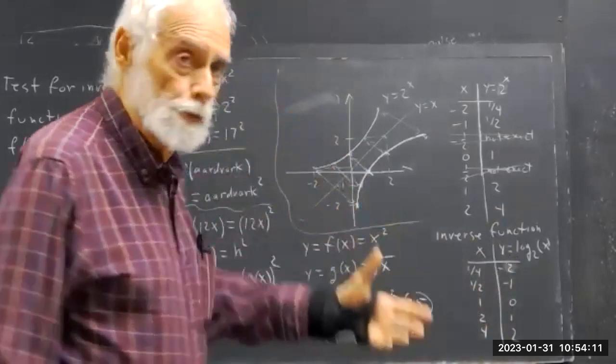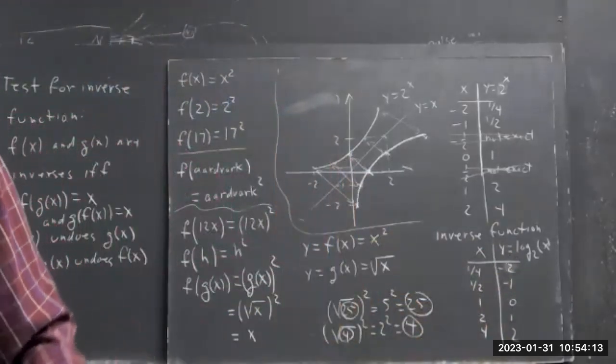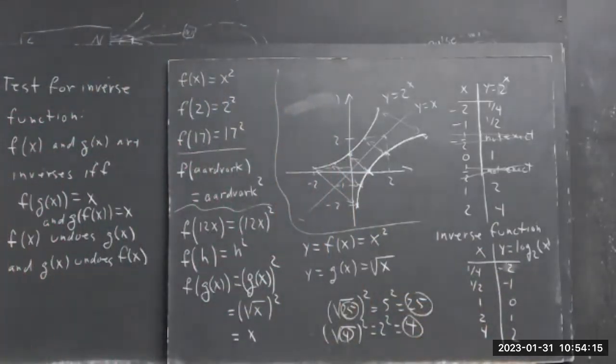You could even do it on the graph, but I don't want to confuse the issue. That's the bottom line. For inverse functions, they undo each other. And you gotta understand how to do the composites to test it. Okay?